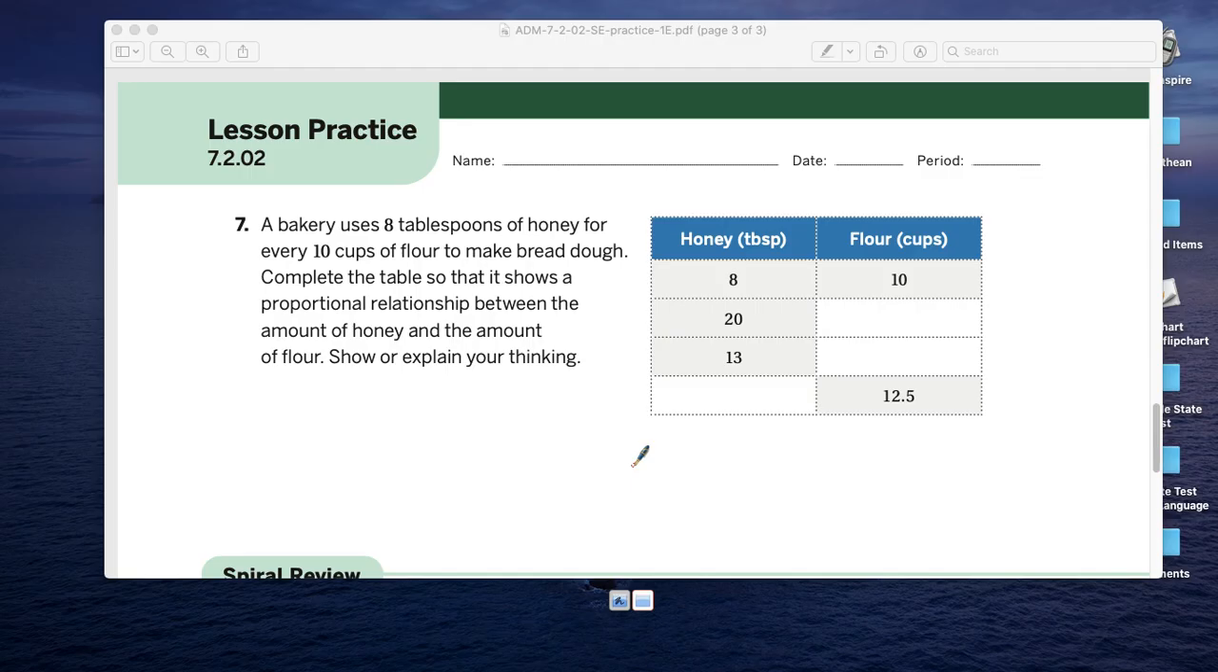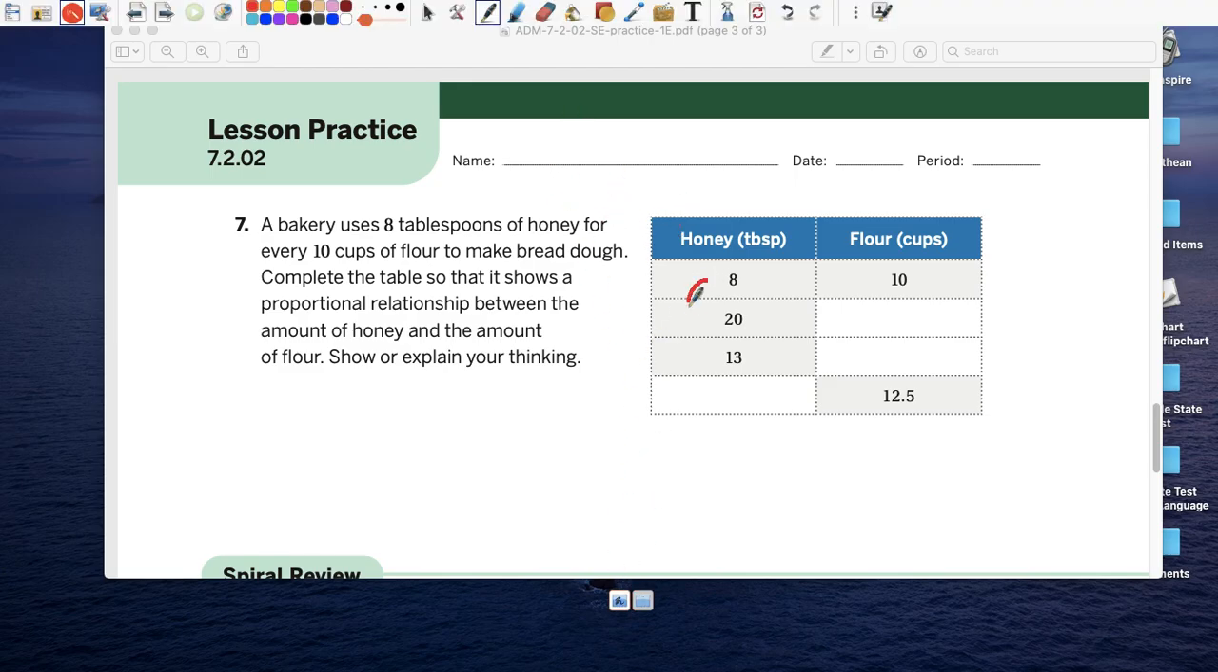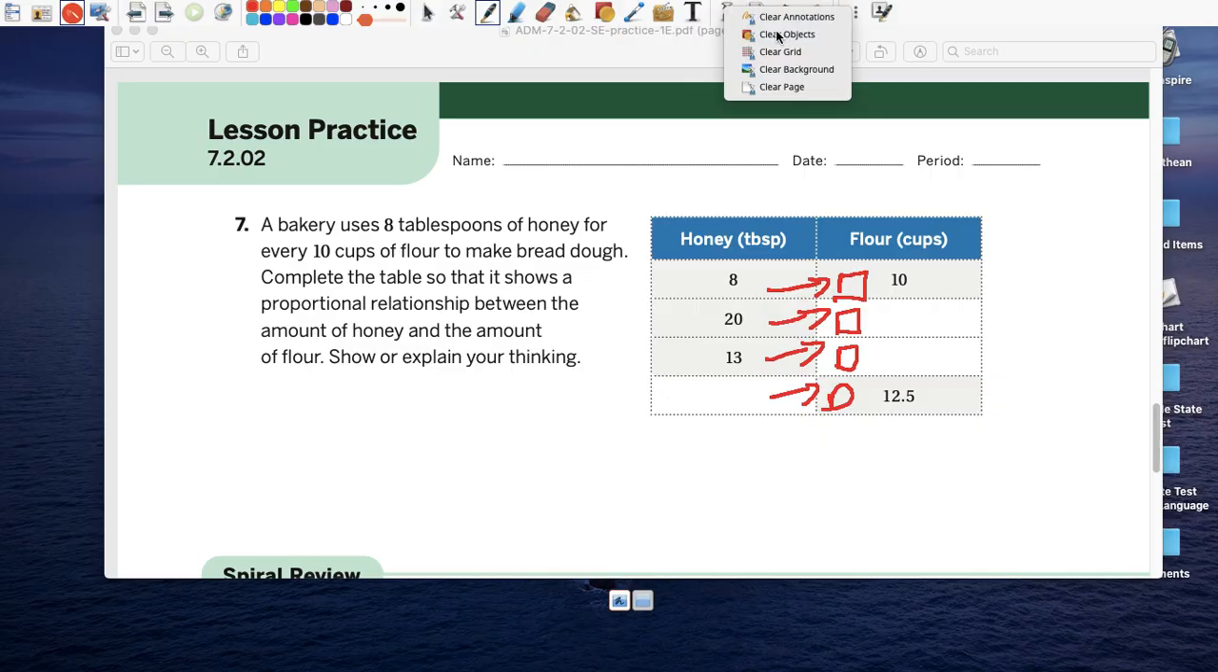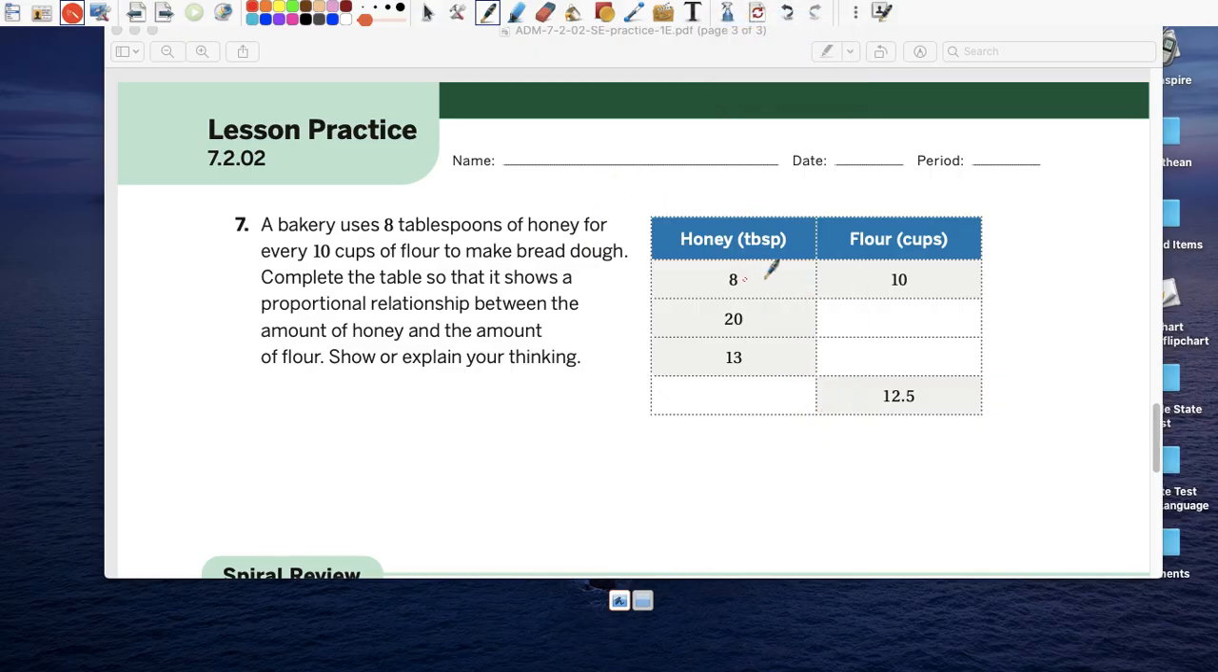Complete the table so it shows a proportional relationship. Okay. Pick one. If you do this, you need to find 3 different numbers, 3 different scale factors. If you go this way, you're going to multiply by the same number over and over because you found the unit rate. So which one you want to do is really up to you. I like to do it this way because it's just one number. Well, how do I find the number?